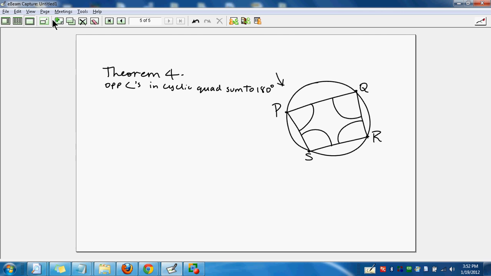So in my diagram, the angle at Q plus the angle at S, when you add them up, they'll be 180. The angle at P plus the angle at R will be 180. Okay, so that is what they're talking about here.